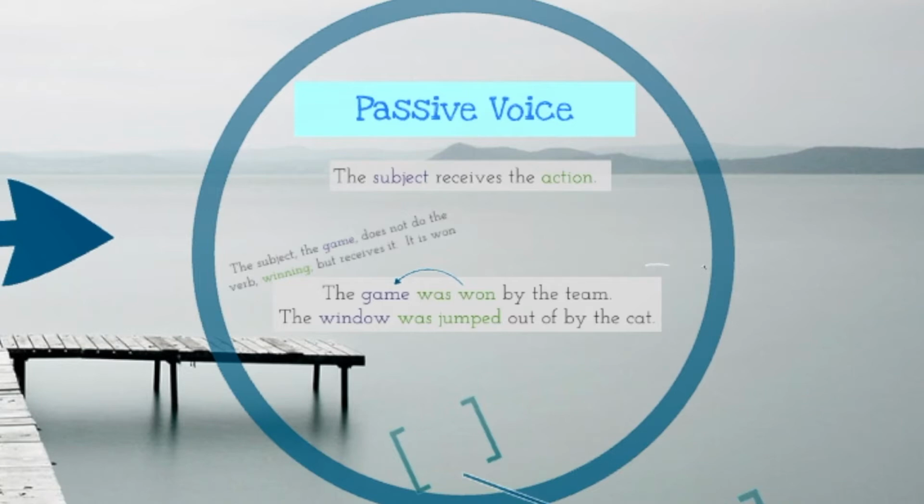Here's another example. The window was jumped out of by the cat. Here, the subject is the window. The verb was jumped. The window isn't jumping, it's being jumped out of. The action is happening to it, it's receiving it. Therefore, this is an example of the passive voice.